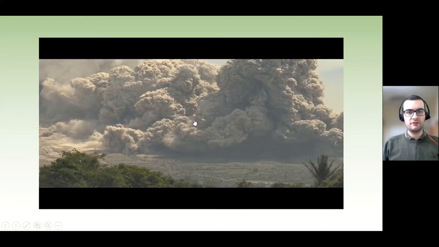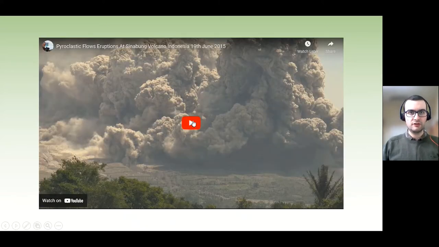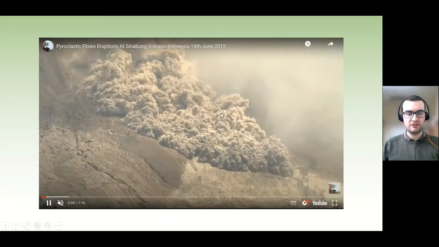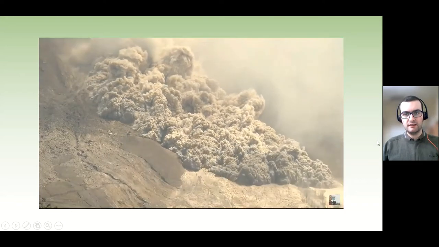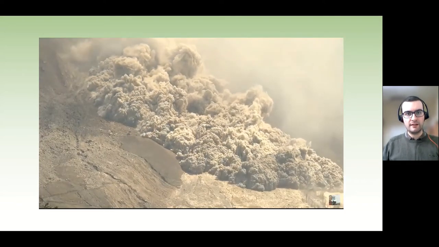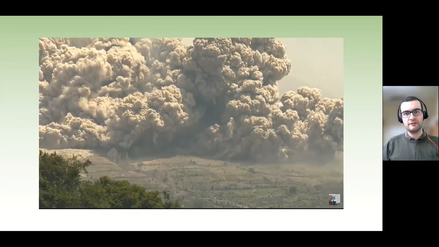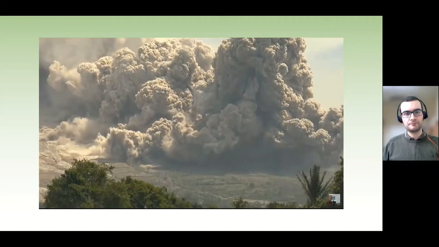So we'll watch another video to give you an example of the scale of PDCs. So this here is an eruption in Indonesia called Sinabung, and this is 2015. And you can see here that the flow is going down the hillside very rapidly and then along the valleys in the flat with these large billowing clouds above the main flow.